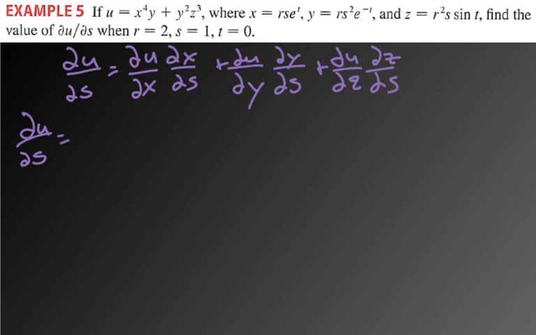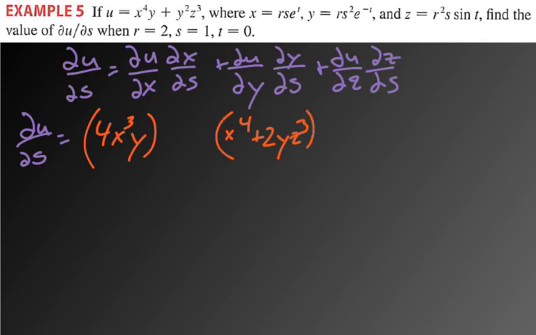So the partial of u with respect to x would just be 4x cubed y. The partial of u with respect to y would just be x to the fourth plus 2y z cubed. And then the partial of u with respect to z, there's no z's in that first term, so you literally would just get 3z squared y squared. So that's just these 3 derivatives, and then I'm going to put little plus signs in here.